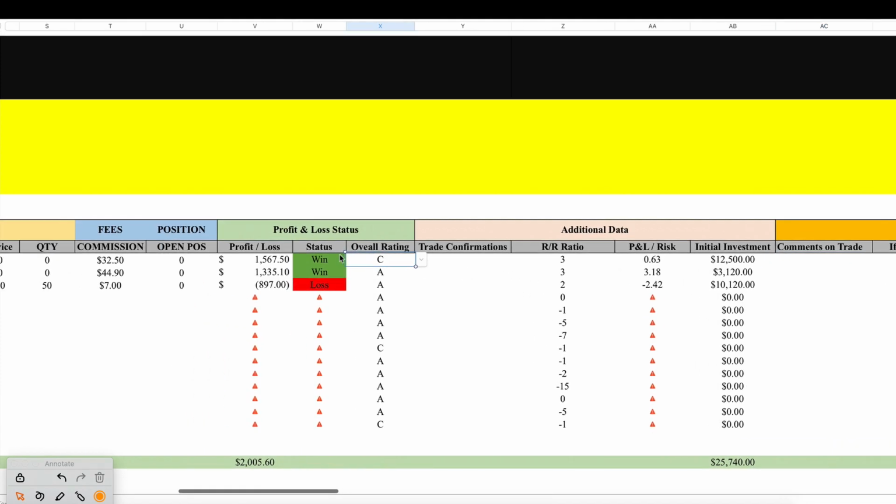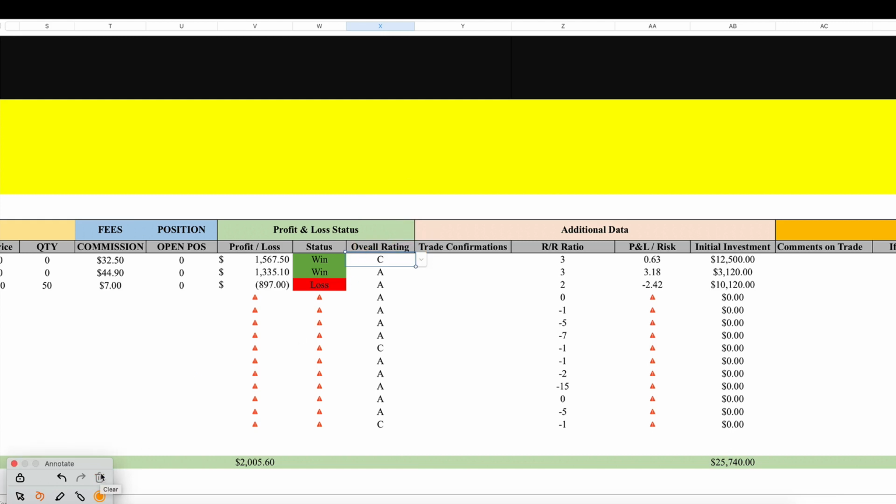Now, if you look at the overall rating, which once again I'll break down in the next video on how to use this, I gave it a C. Why did I give it a C? You might say, well, you made money. Guys, I've mentioned this before. Just because you make money on a trade, or just because you're green, does not mean that it is a good trade. And just because you're red on a trade does not mean that's a bad trade. So I did not give this trade a good rating. You can set this up in number terms, 1 through 5, 1 through 10, A, B, C, D, F, however you want to go about it, that's up to you. But I didn't give it a good rating.